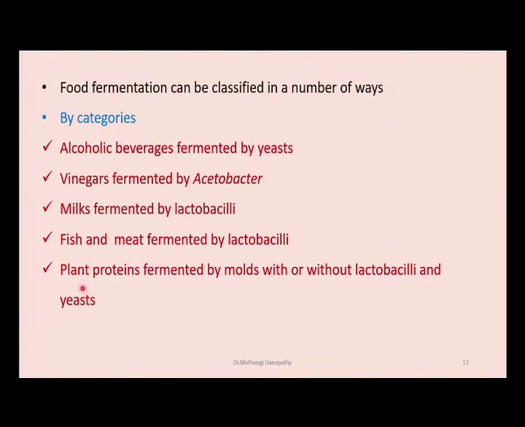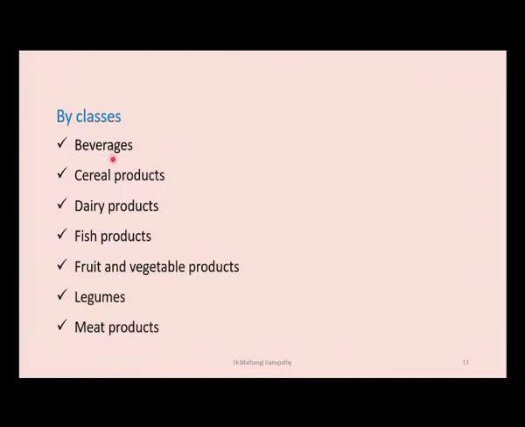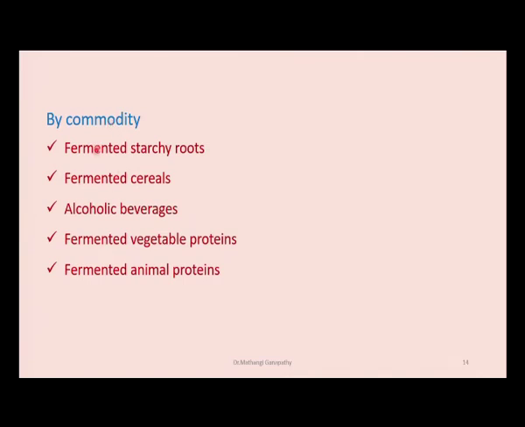So, plant products can have two types of fermentation. It can be fermentation with molds alone, or you can add lactobacillus and yeast to the mixture. Each of these, depending upon the combination you use, will give you different types of fermentation byproducts. By classes, we have beverages, cereal products, dairy products, fish products, fruit and vegetable products, legumes, and meat products. By commodity, we talk about fermented starchy roots, fermented cereals, alcoholic beverages, fermented vegetable proteins, and fermented animal proteins.